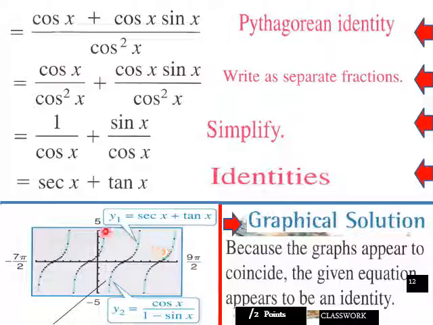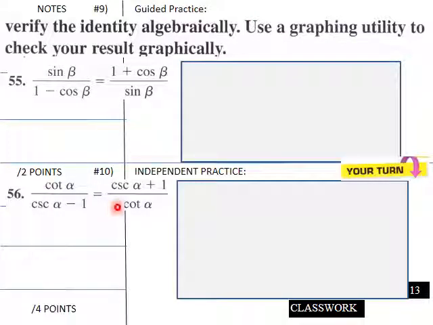So the graphical solution: if you graph both of these, secant x plus tan x, we'll end up with this. And then cosine x over 1 minus sine x, you'll end up with the same graph on your calculator. So that'd be one way that you could check it. You should check it doing that.